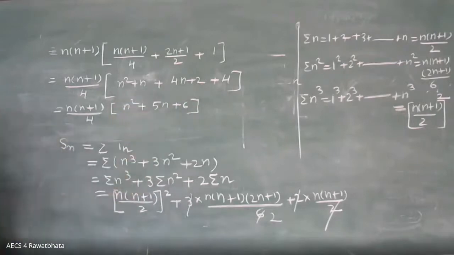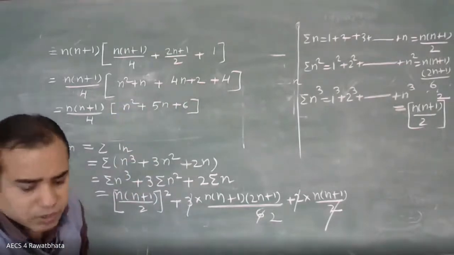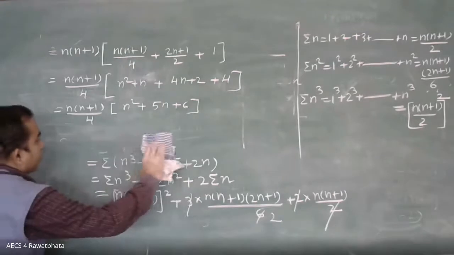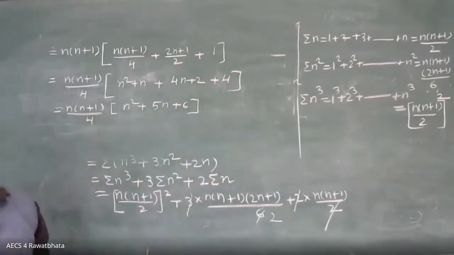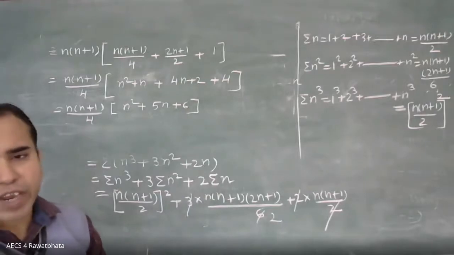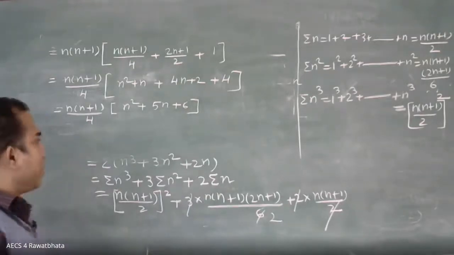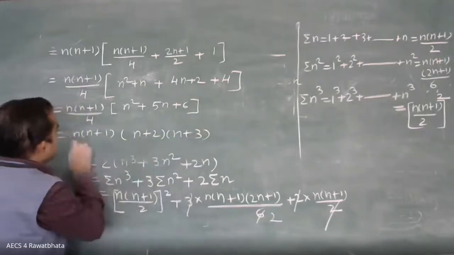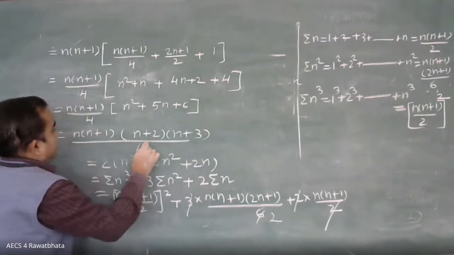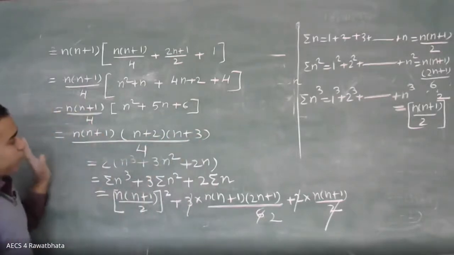Tell me the factorization of this n square plus 5n plus 6, students. Quickly tell. n square plus 2n plus 3n plus 6. Yes, final factorization will be this, and that's it. Perfect, final answer.